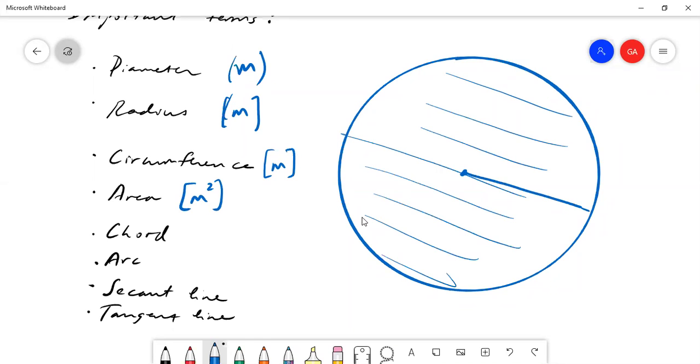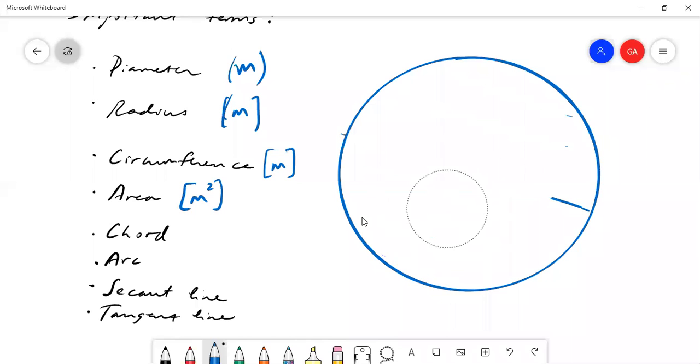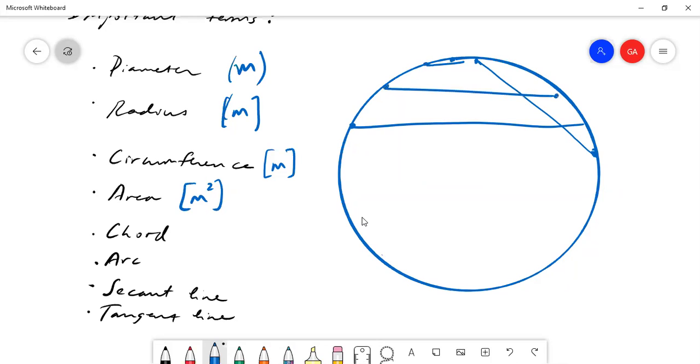Can someone else tell me what a chord is of a circle? A chord is basically just a line that doesn't go through the center of the circle. Yes, and actually, generally, it can go through the center of the circle. The diameter is a chord. It's just a special chord. Any general line that goes from one point on the circle to any other point on the circle is a chord. And so a chord intersects the circle twice, just like any line.